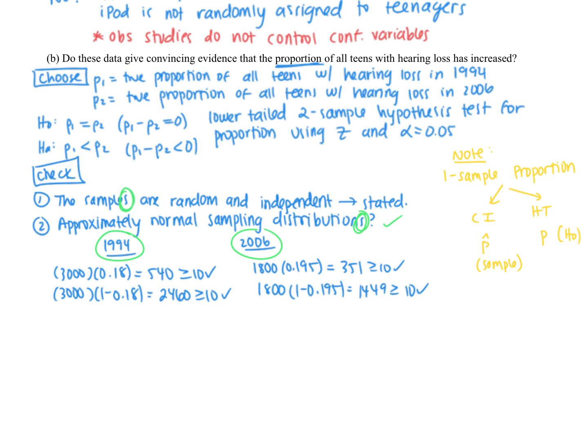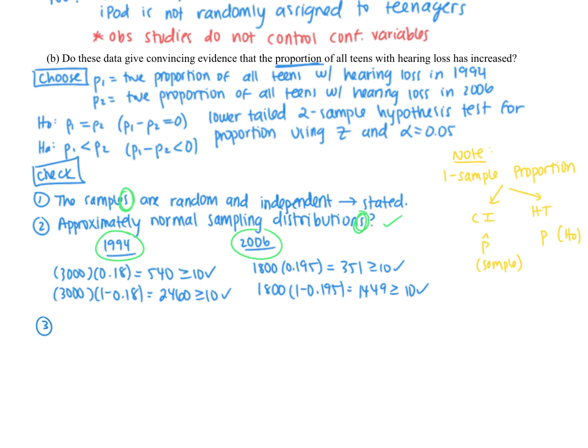Okay, do we need to check the 10% rule? Did we do sampling? Yes, we sampled teenagers. Is this a finite population? Is there a set number of teenagers? Yeah, and probably sampled without replacement, so we do need to check the 10% rule.